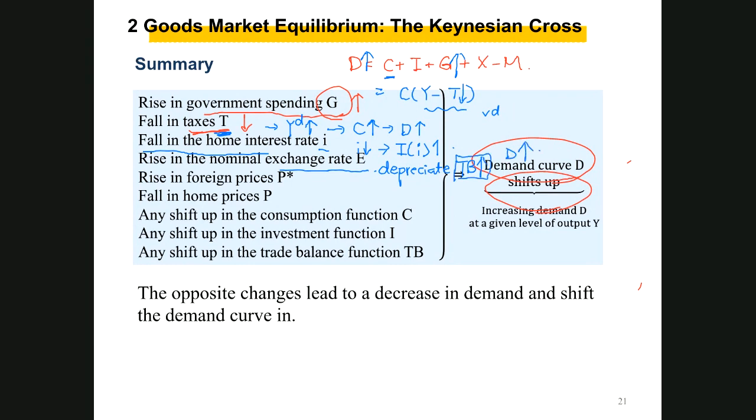This one, the raising of the foreign prices and a fall in the home prices will also cause the demand to shift up. Okay, so raising the foreign prices is the same as raising the nominal exchange rate, right? Because the real exchange rate is equal to EP*/P.